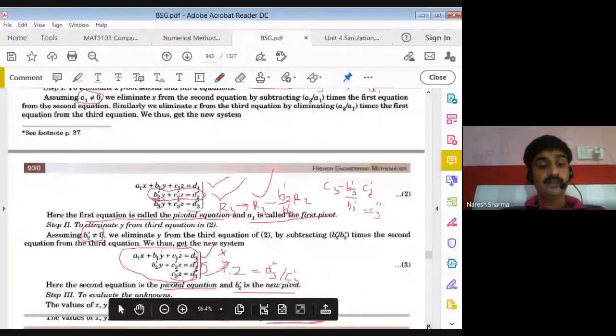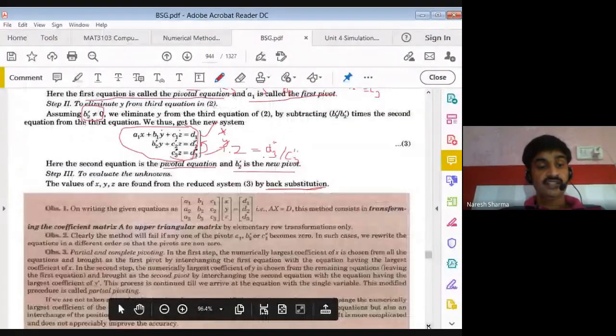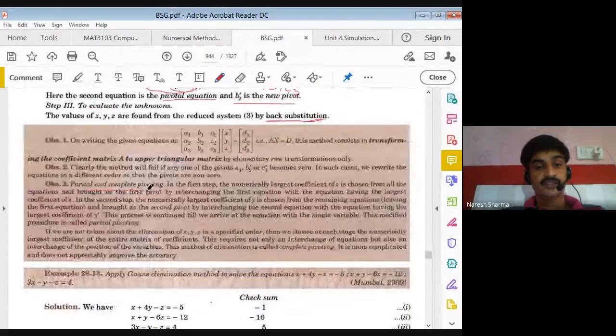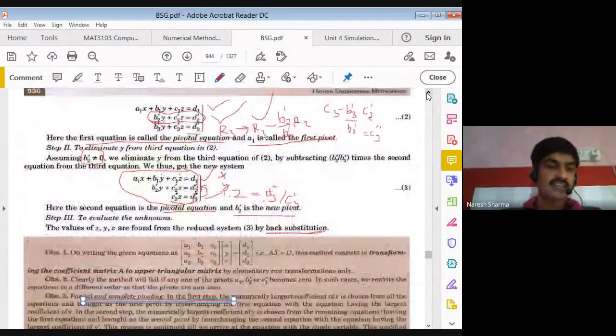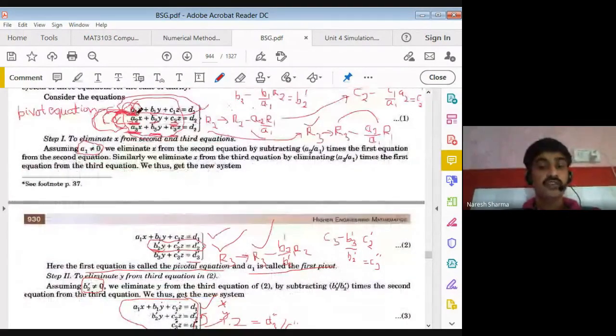So it's your choice only. So you may see the definitions here. You choose the numerically largest value always. Why do we prefer the largest value? Because if you choose the smallest value, suppose this a1 is very small, if you divide anything by a small quantity, that may lead to a very large value, or maybe infinity. In that case your problem is very complicated.